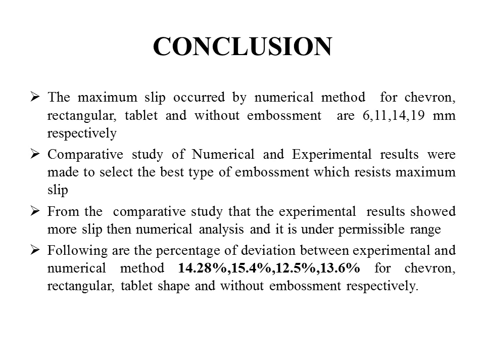Following are the percentages of deviation between the experimental and numerical method. There is a little bit of deviation between the experimental method and numerical method. The following are the percentages of deviation: 14.28%, 15.4%, 12.5%, 13.6% for chevron, rectangular, tablet and without embossment sheet respectively.